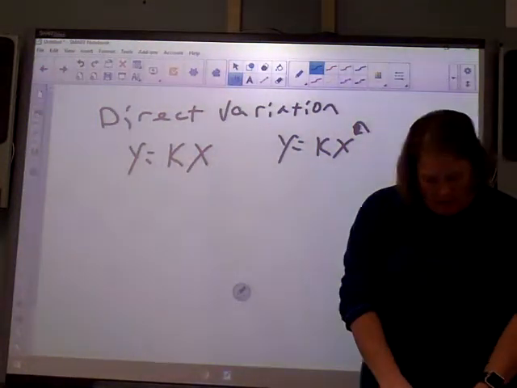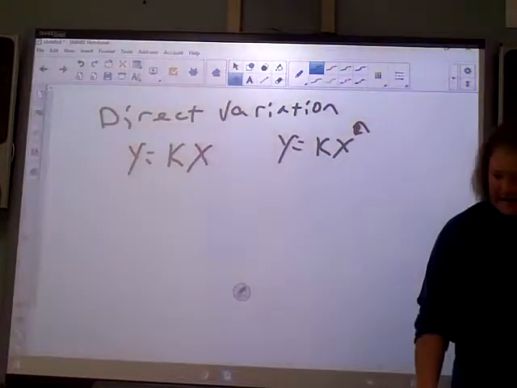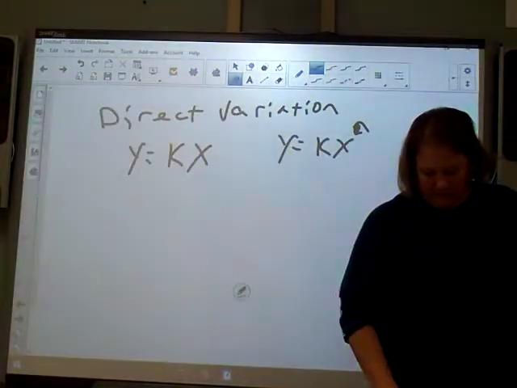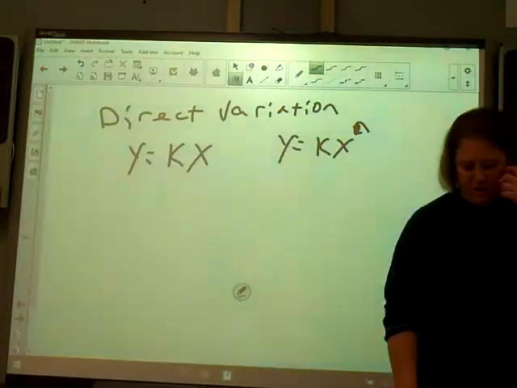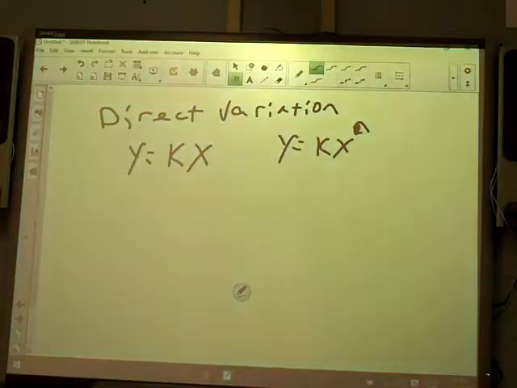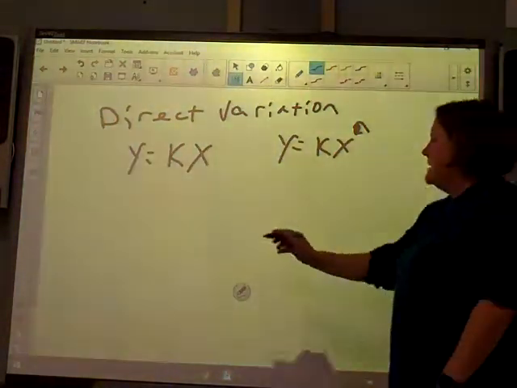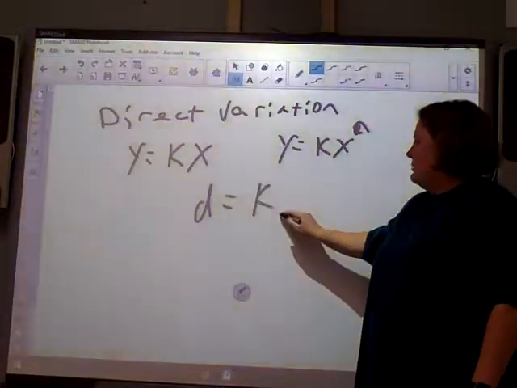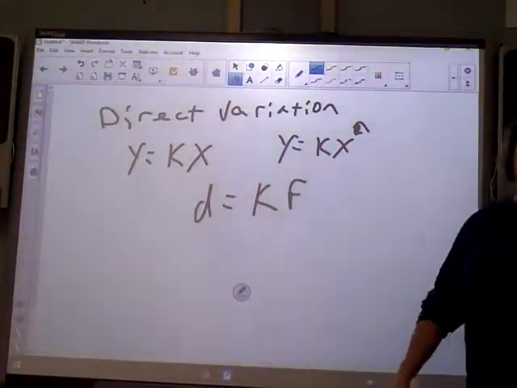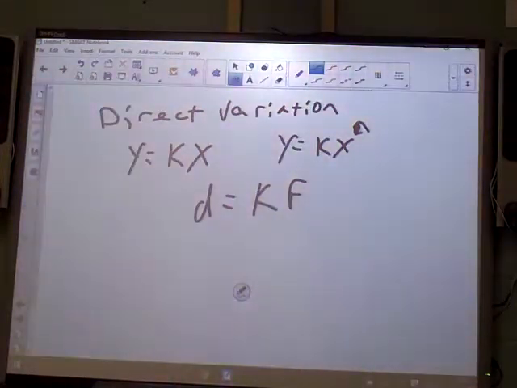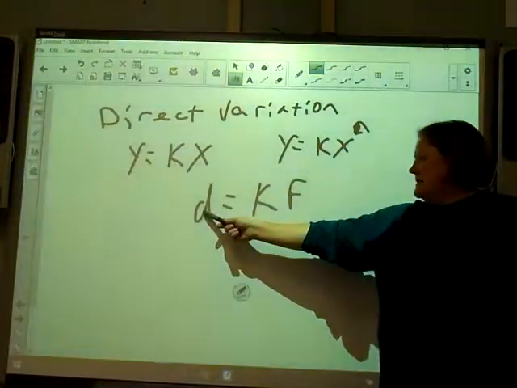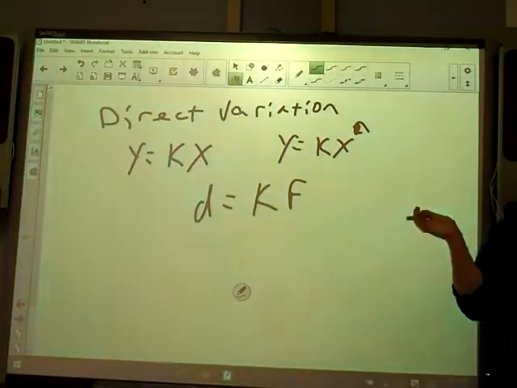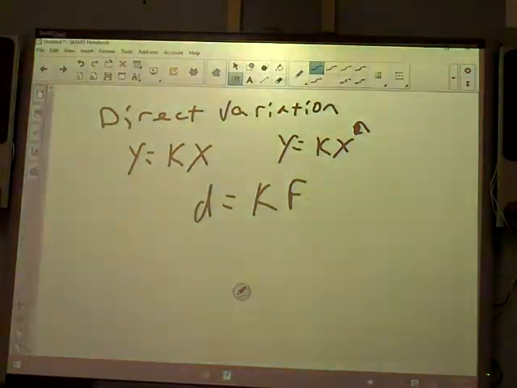A couple of these problems here. This first one is about springs stretching. It says the distance a spring stretches is directly proportional to the force applied. That's how you would write your equation, and that's the only hard part of this, reading the sentence and then writing the equation. The distance varies directly as the force. Varies directly means you multiply something by k. Then you pick whatever letters you want. I use d for distance and f for force.